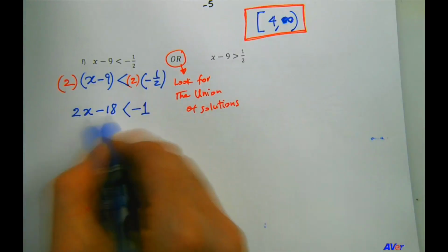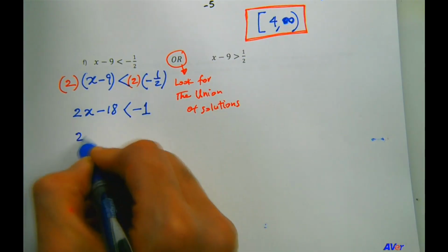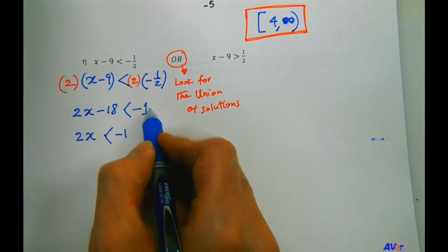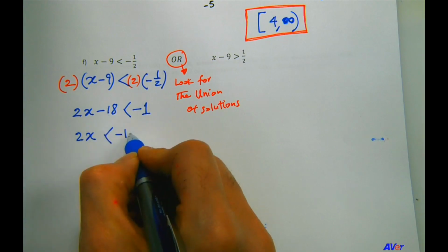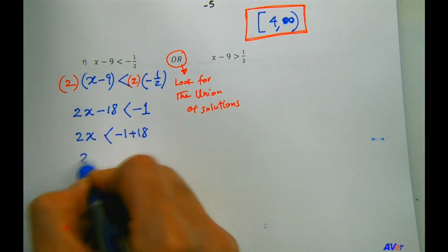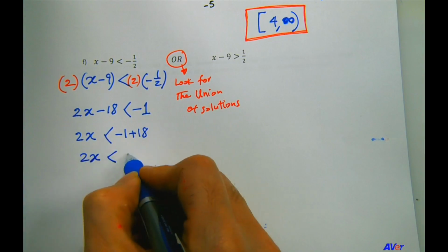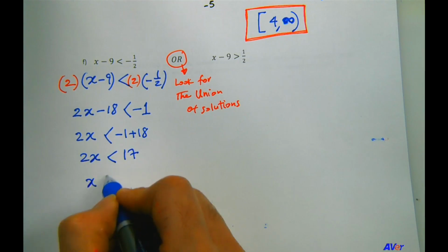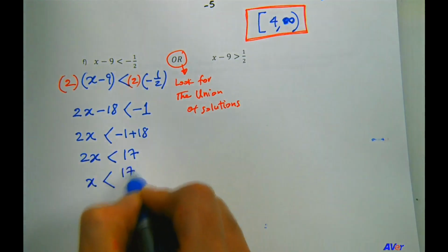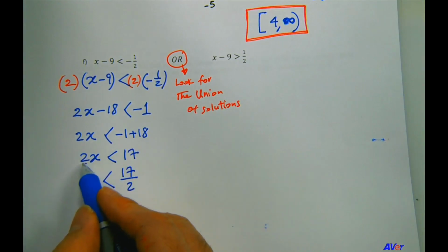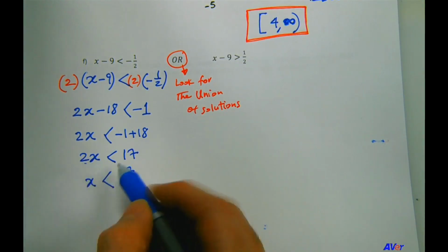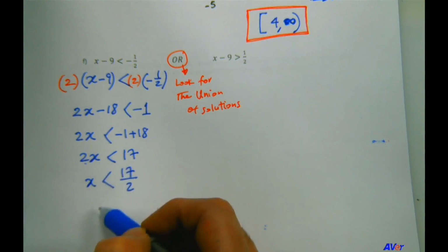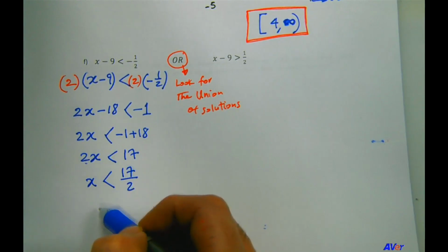Okay, so let's move the negative 18 to the other side. We have 2x less than minus 1. If I move this to the right, this will change sign. So plus 18. Then we have 2x less than positive 17, or x less than 17 over 2, right? So we're dividing both sides by a positive 2, which means this strict inequality does not change direction. Okay, so this is one of the individual solutions.